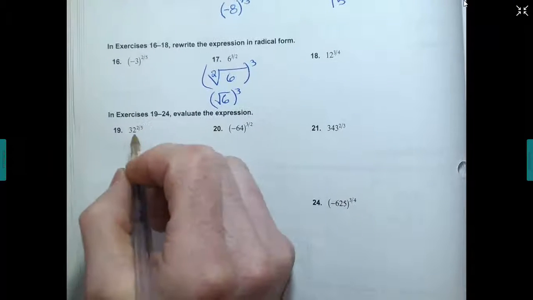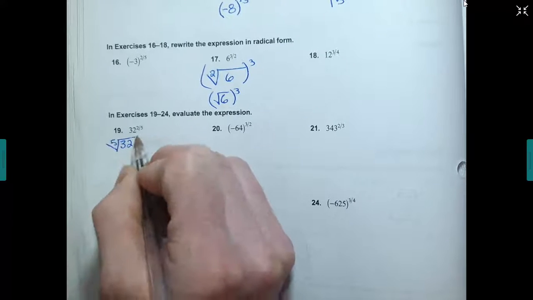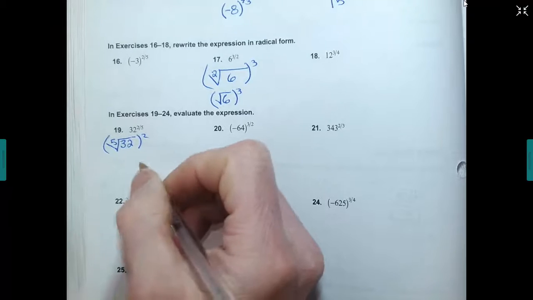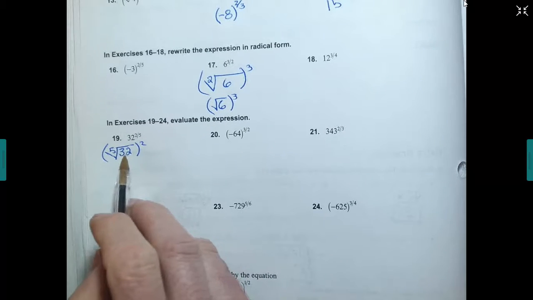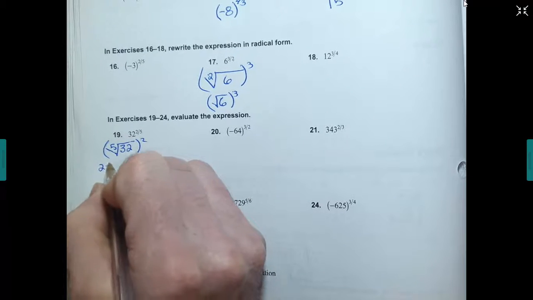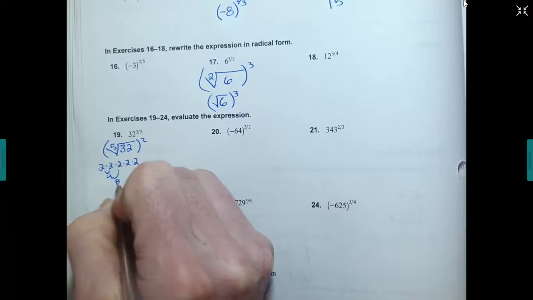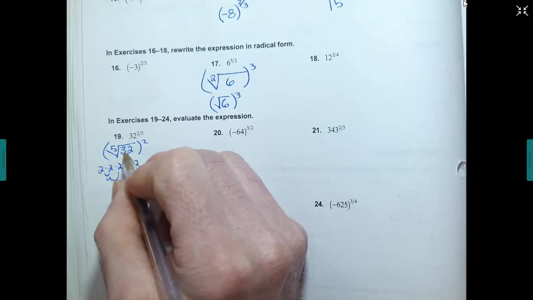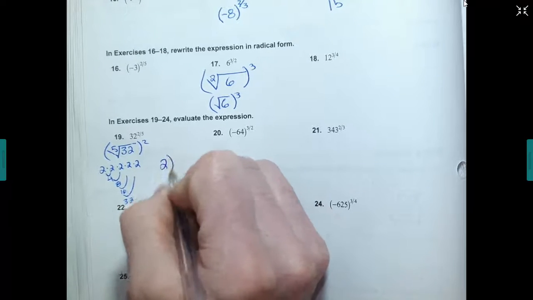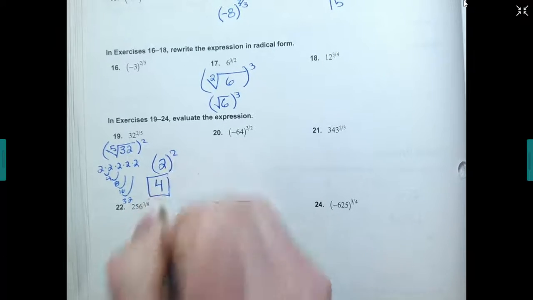All right, number 19, evaluate the expression. So it's easier for me to put it like this for my head. So first what I'm going to do is find out what number times itself 5 times gets me to 32. Let's see, 2 times 2 times 2 times 2, 4, 8, 16, 32. So I know that the 5th root of 32 is 2, squared, so I get 4. 2 times 2 squared is 4.